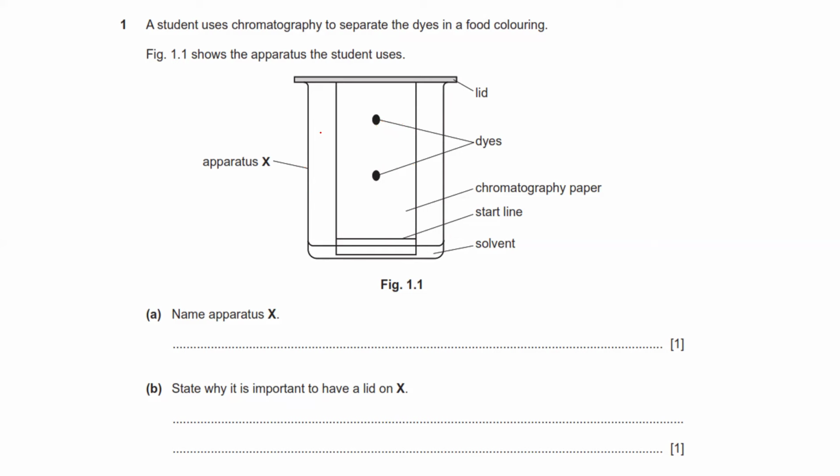So the apparatus X is actually a beaker. Then part B, state why it is important to have a lid on X. The lid of X basically prevents this solvent from evaporating, and it also keeps the saturated vapor of that solvent within this beaker. So that's the reason.